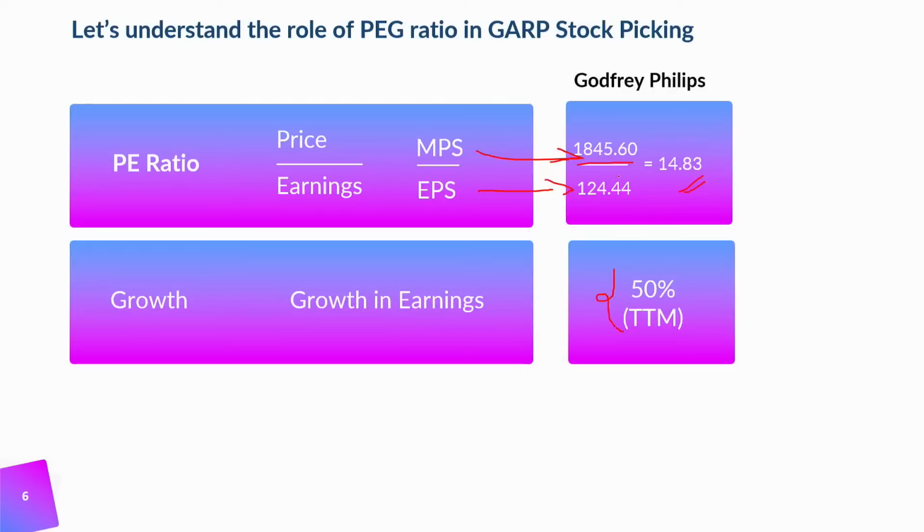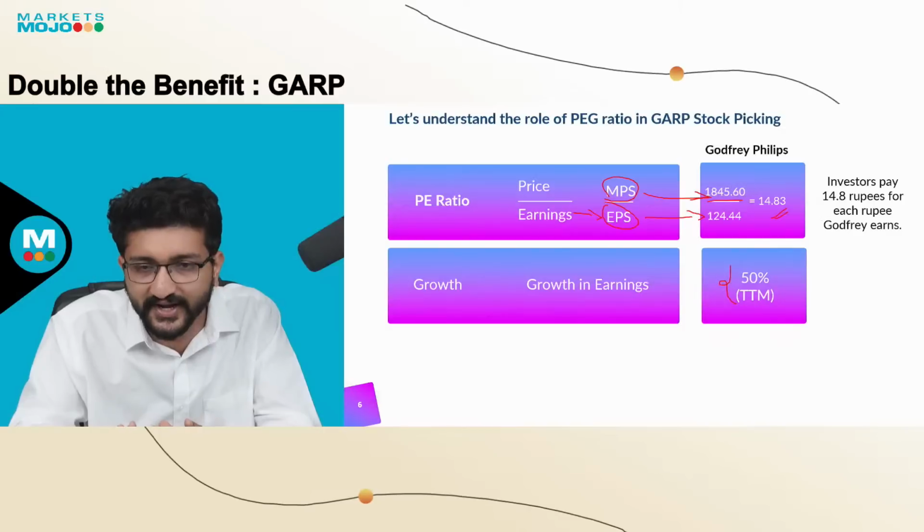Okay. What is this 14.83? It's nothing but investors paying 14.83 rupees for each rupee Godfrey earns. Okay, this is the market price. So now you might understand the essence of the PE ratio. When we say a stock is trading at an 80 PE, at that point of time you should understand, okay, I'm paying 80 rupees for every 1 rupee the company earns. Okay, 14.83 for Godfrey Phillips divided by its trailing 12-month growth.